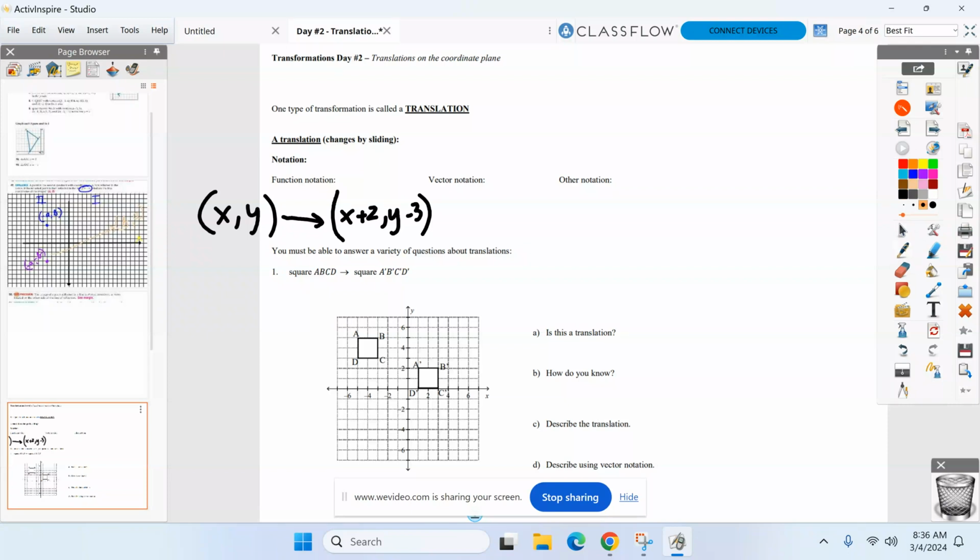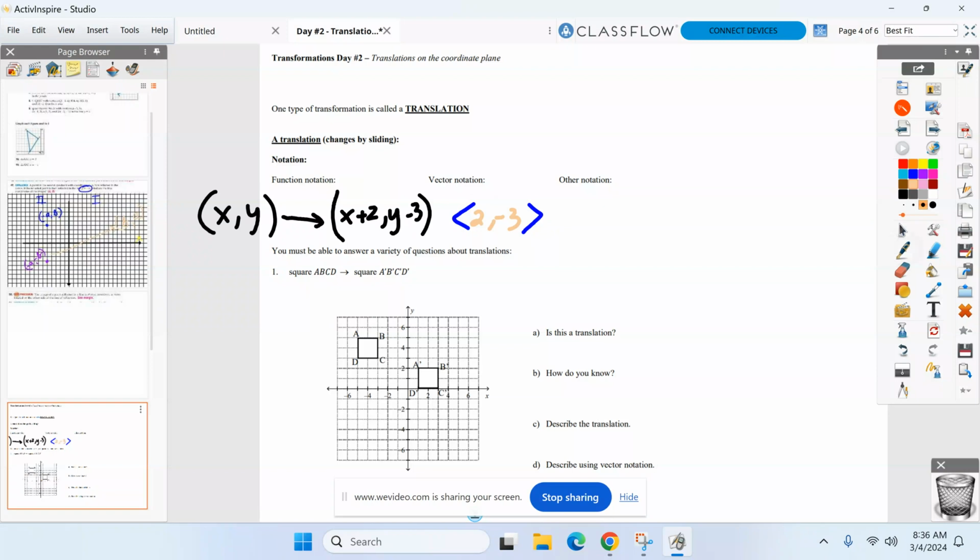Second way I could show you a translation is what's called vector notation. You'll see these two figures here. It looks like your inequality symbols back in your Algebra 1 days. Inside there, you'll see two numbers that tell you where to the right and the left you're going and up and down you're going. 2, -3. So again, right 2, down 3. These two, I'm moving the same distance and direction, right 2, down 3, but I'm writing it two different ways. Means the same thing.